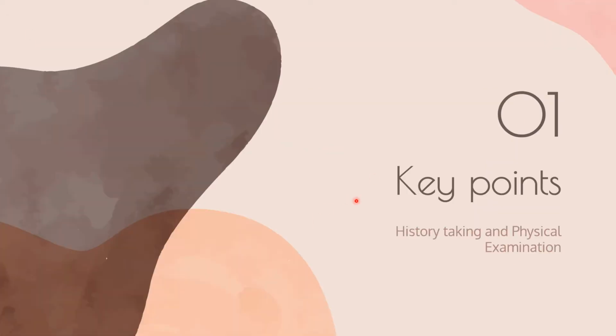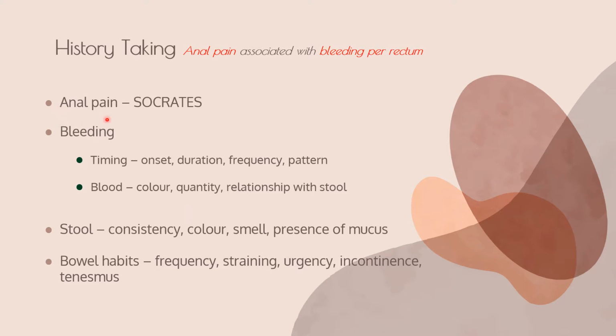Let us look at a few key points in history taking and physical examination for a patient who comes in with anal pain associated with bleeding per rectum. For anal pain, you can use the mnemonic SOCRATES to remember the aspects you need to explore. We need to know the site of the pain, its onset, the character of the pain, does it radiate anywhere else, its associated features, which we will talk about after this, the timing, its duration, its frequency, its exacerbating or relieving factors, and lastly, its severity on a pain score from 0 to 10.